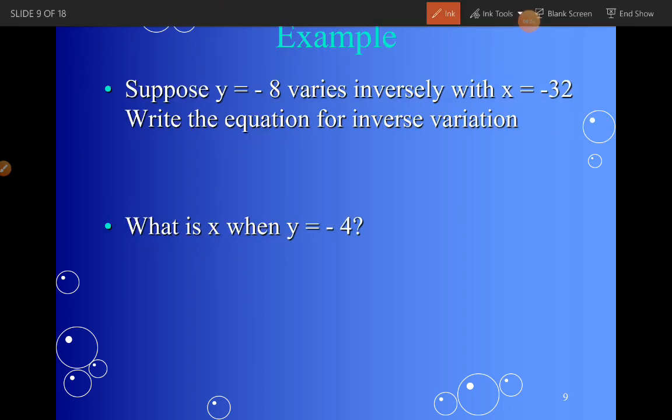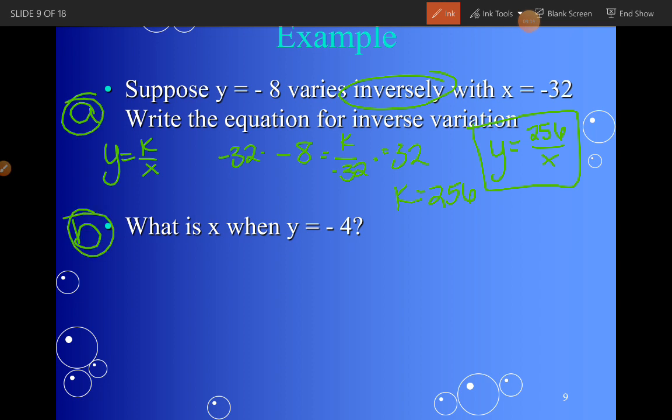Okay. This one's a little bit different. So suppose y varies inversely with x, write an equation. So here, again, varies inversely, y is equal to k over x. So I get negative 8 is equal to k over negative 32. Multiply by negative 32 to get it out of the denominator, and I get k is equal to 256. So my equation is going to be y is equal to 256 over x. That's part A.